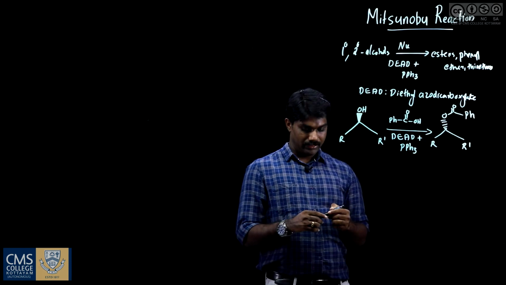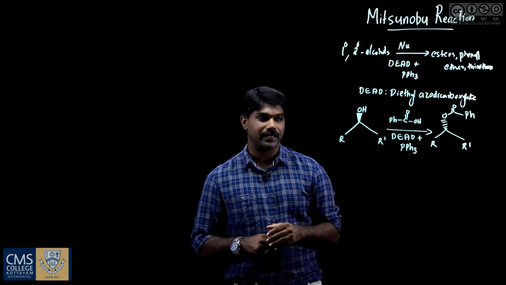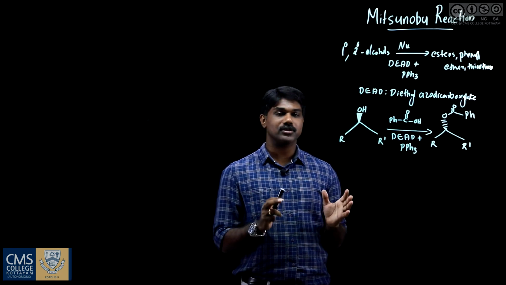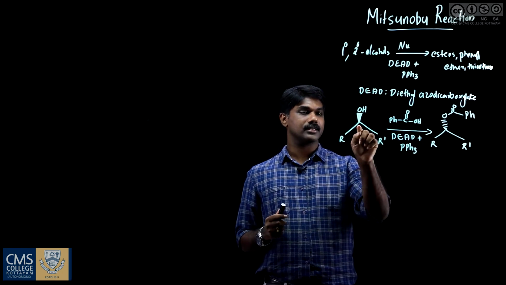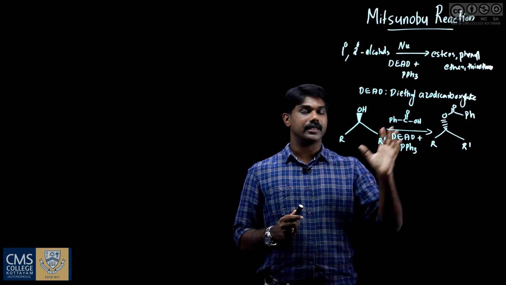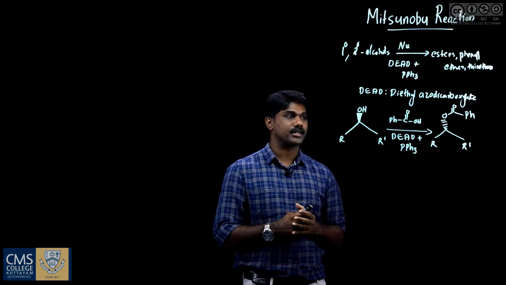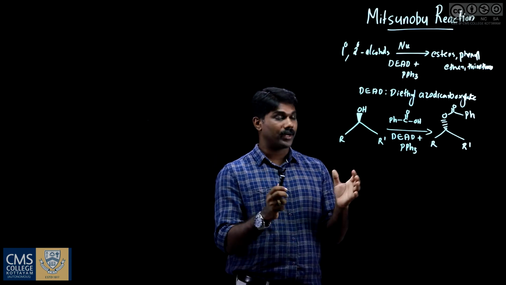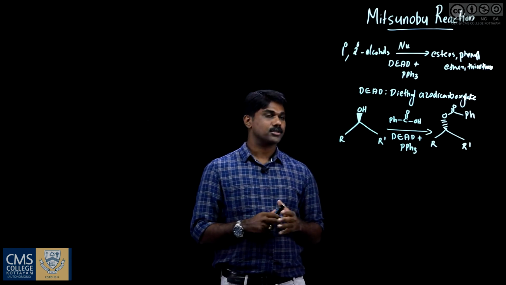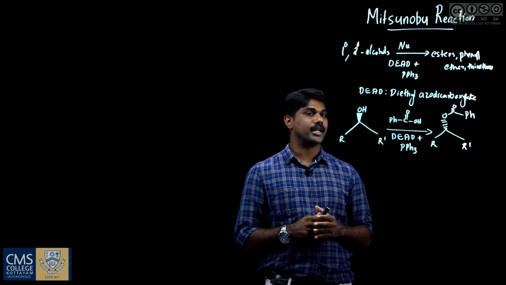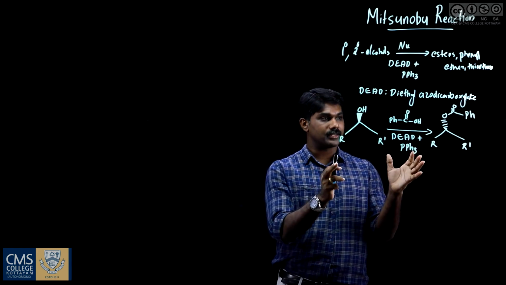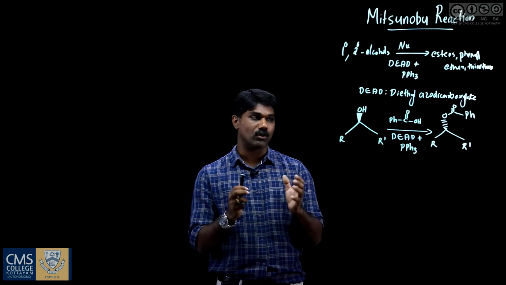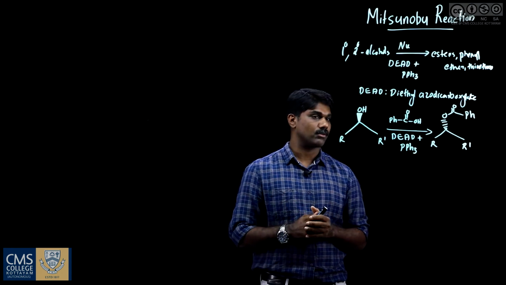Like this. The main attraction of this reaction is the inversion of the stereogenic center. This chiral center gets inverted to a new configuration during this reaction. This reaction occurs via an SN2 mechanism. So this is the main attraction of the Mitsunobu reaction. You can synthesize a chiral center with a new or inverted configuration.